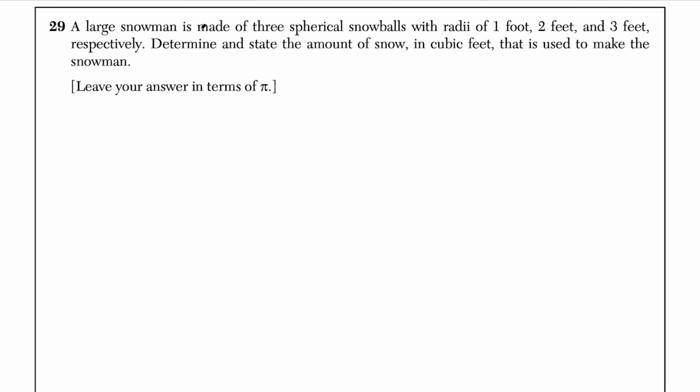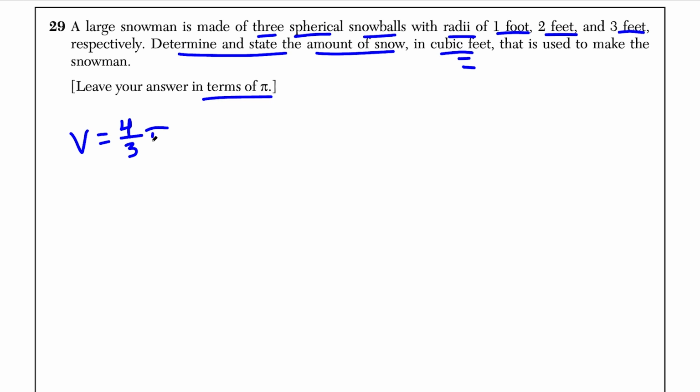Question 29, we have a large snowman made of 3 spherical snowballs with radii of 1 foot, 2 feet, and 3 feet respectively. And we have to determine and state the amount of snow in cubic feet that is used to make the snowman. And we're going to leave our answer in terms of pi. So for this one here, we have to use this formula, volume equals 4/3 pi r cubed. This is the formula for the volume of a sphere.